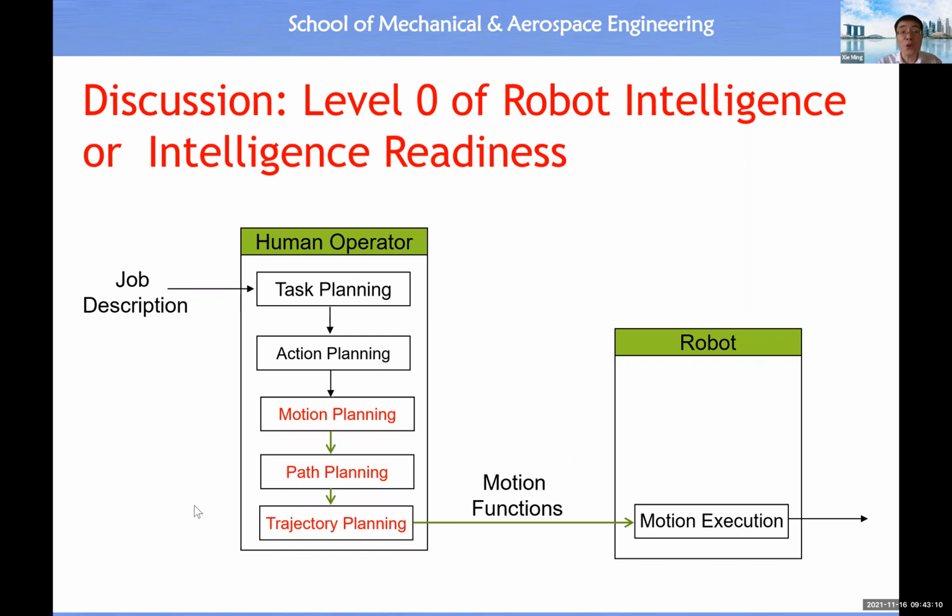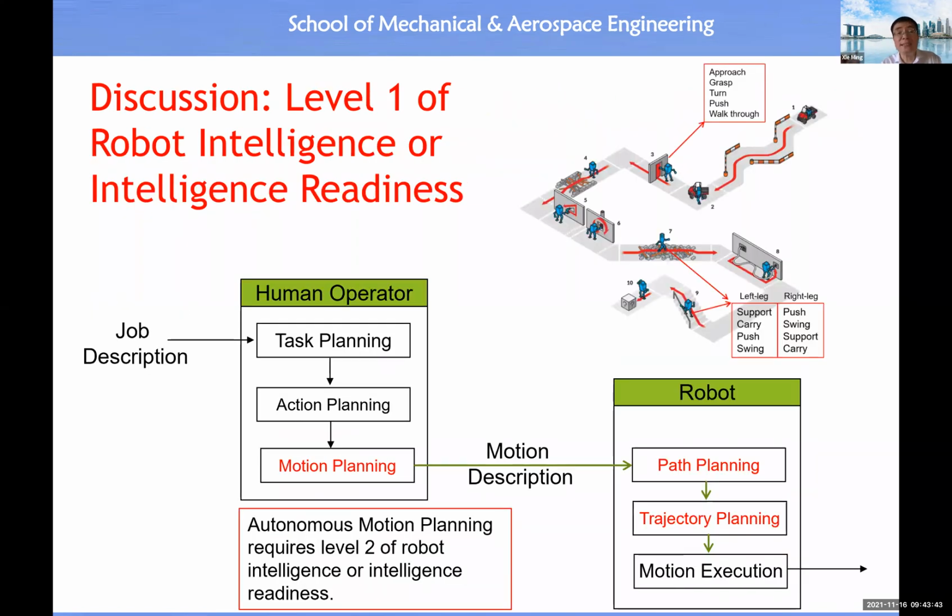Therefore, the human operator must help the robot to undertake task planning, action planning, motion planning, path planning, and trajectory planning, and send the motion function or equation to the robot. Then the robot just executes your motion description in the form of library function or motion commands. So this is the current situation in industry.